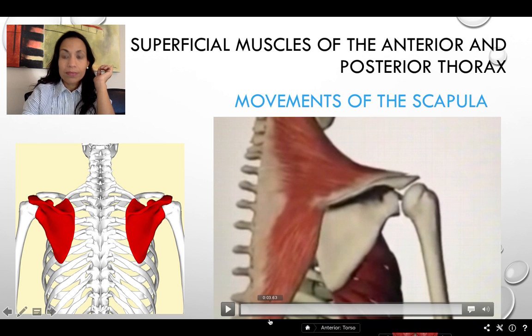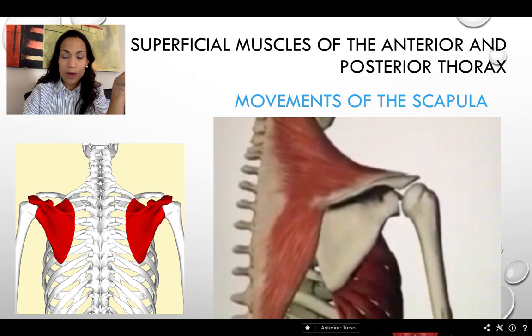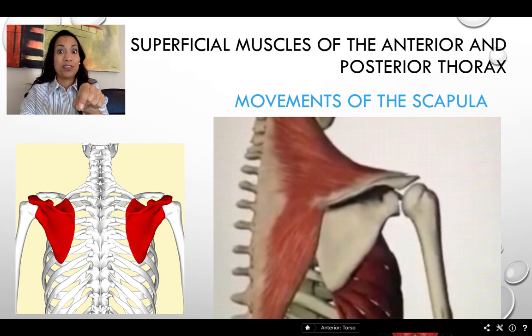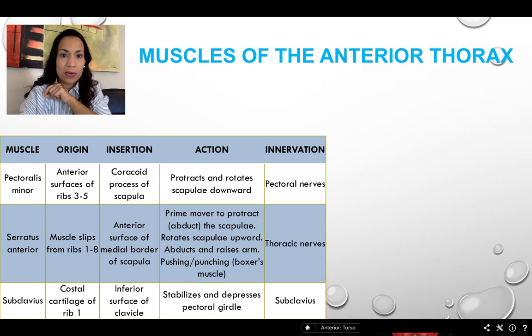You can pause and rewind this video and look at those movements again. But before going on into this lecture, I need you to have mastered those movements. Now, let's describe the muscles on the anterior thorax.